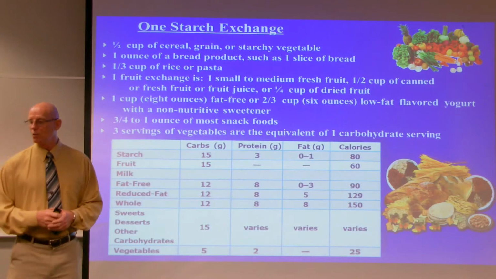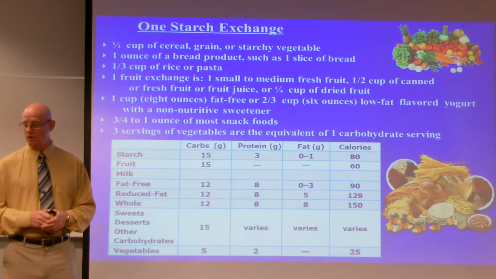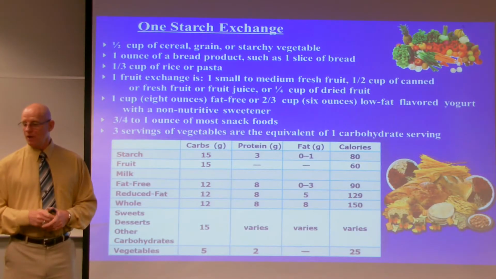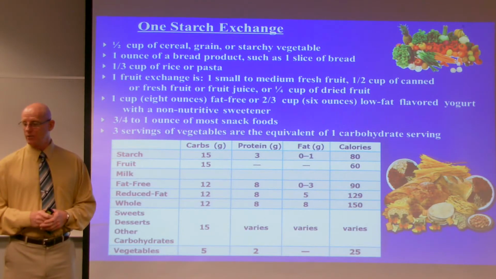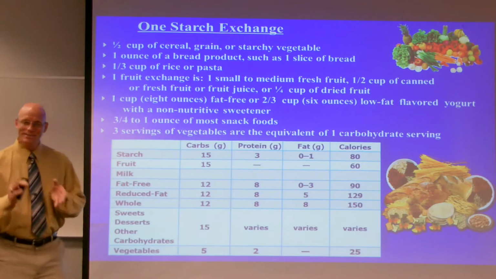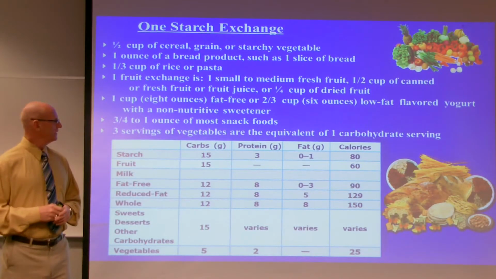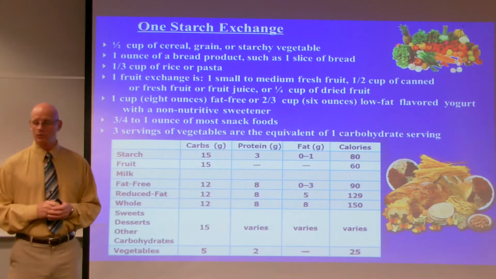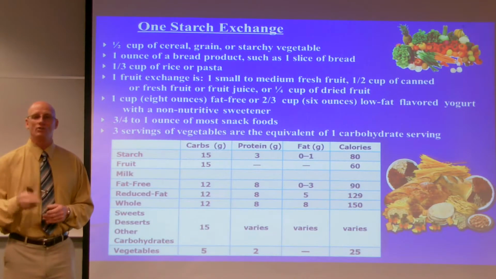One fruit exchange is 1 small to medium fresh fruit, a half cup of canned or fresh fruit or fruit juice, or a 1/4 cup of dried fruit. 3/4 to 1 ounce of most snack foods is a starch exchange, and 3 servings of vegetables are equivalent to 1 carbohydrate serving. Now, this is just several of the starch exchanges I pointed out. Again, there is a huge list of all these foods, but this is the general outlook on what one starch exchange is.